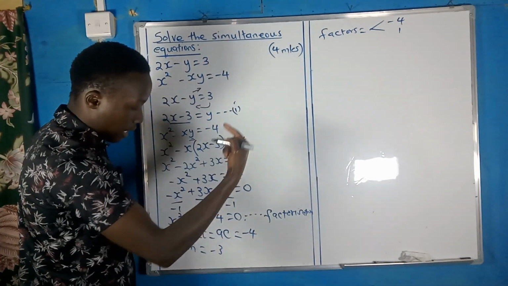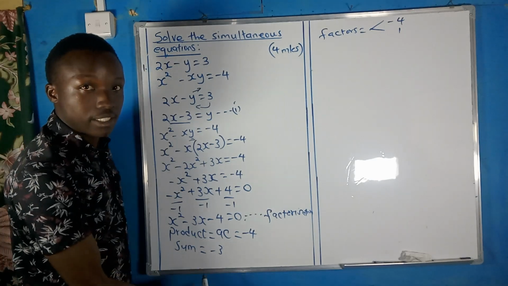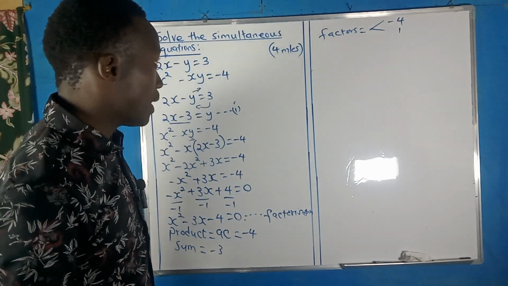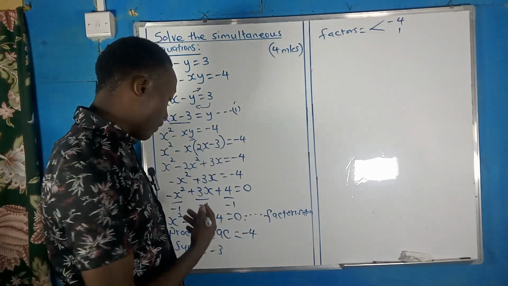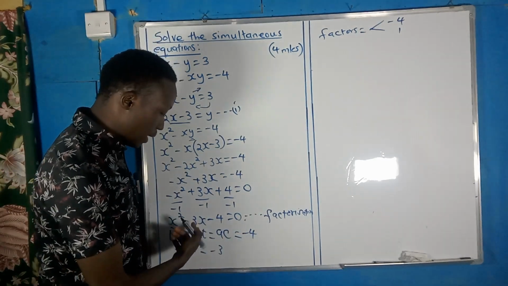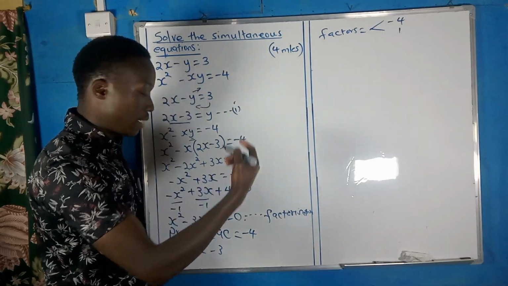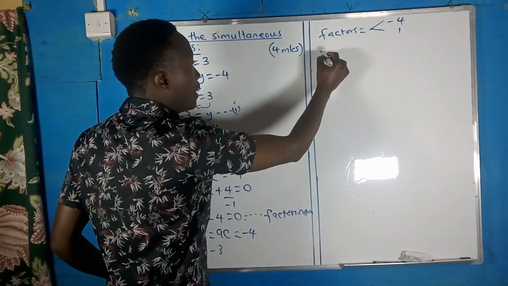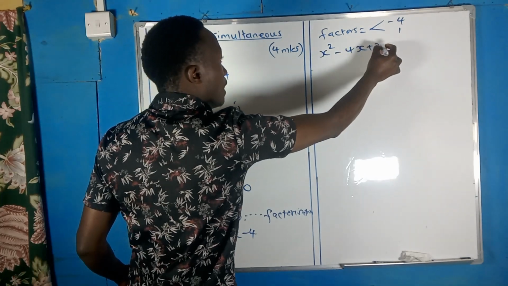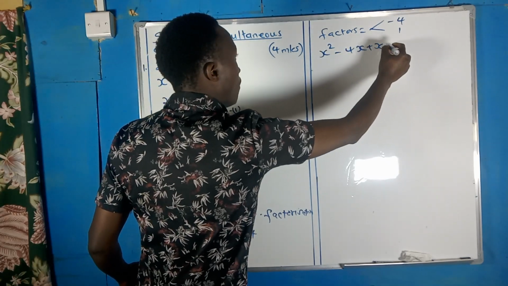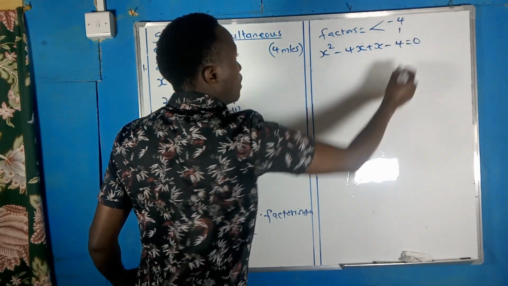Negative 4 multiplied by plus 1 will give us negative 3. Having that, we can now proceed to solve the value of x. And how do we do it? We replace b with our factors, and we are going to have x squared minus 4x plus x minus 4 is equal to 0.